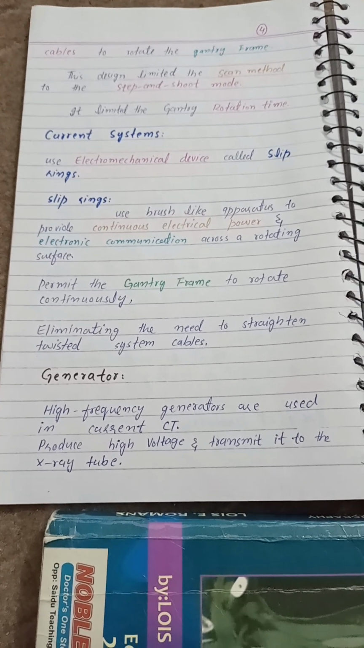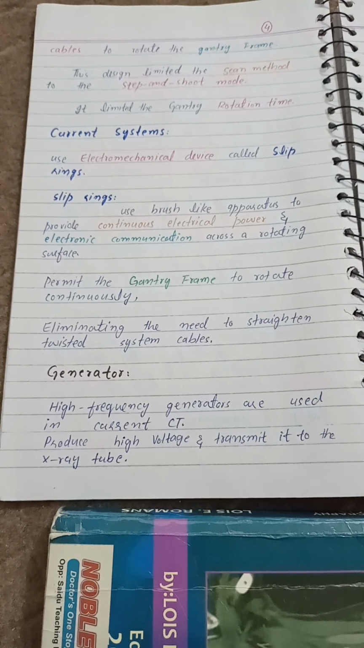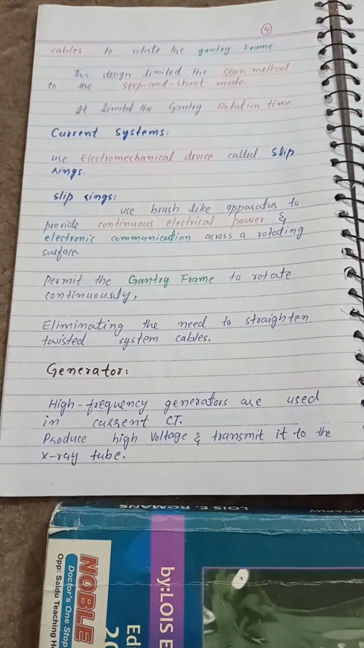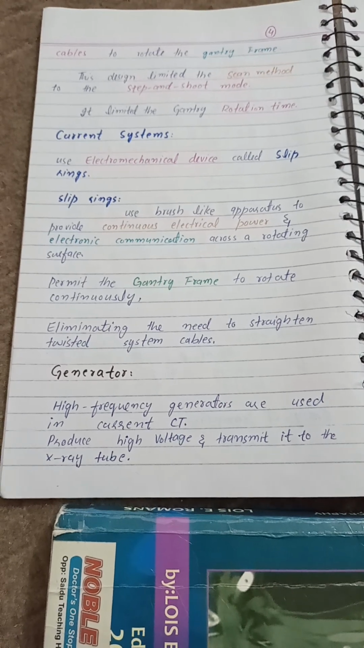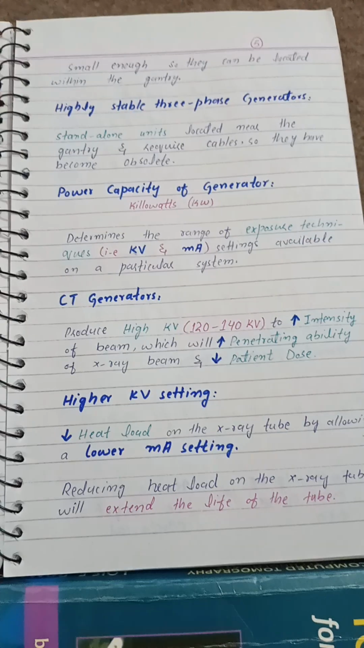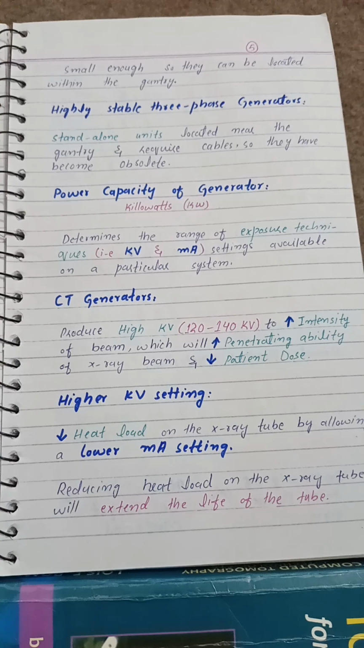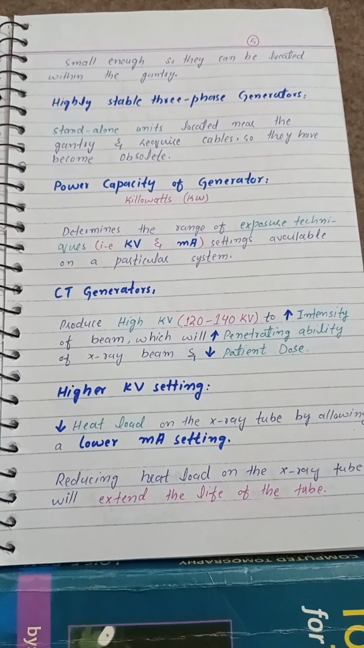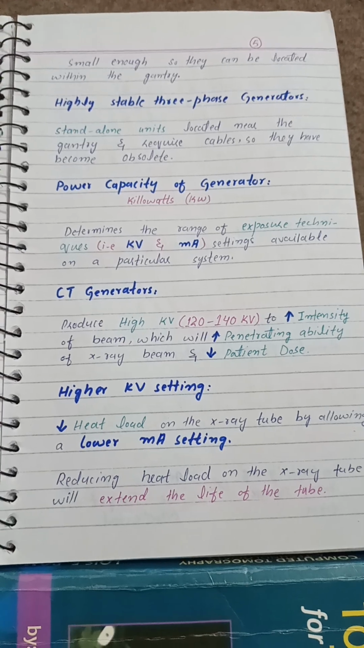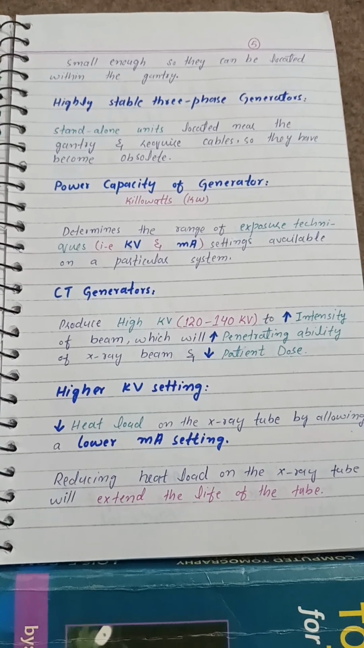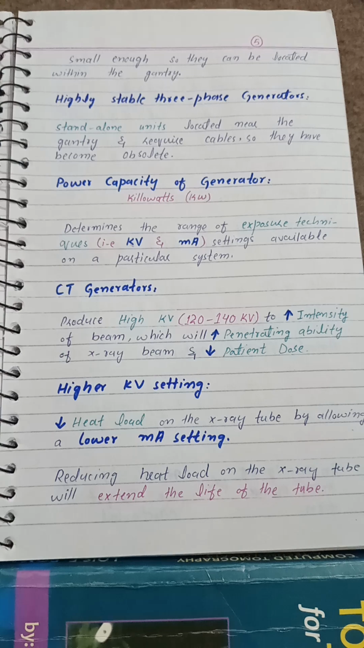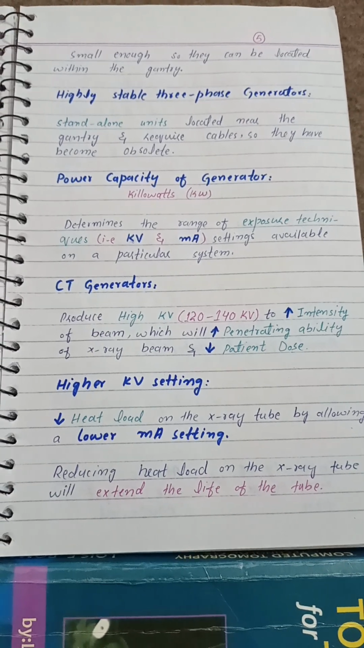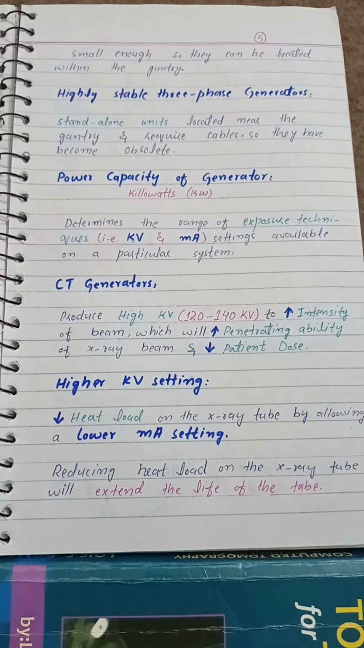Generator. High frequency generators are used in current CT. They produce high voltage and transmit it to the X-ray tube. They are small enough to be located within the gantry. Highly stable three-phase generators are standalone units located near the gantry and require cables, so they have become obsolete.